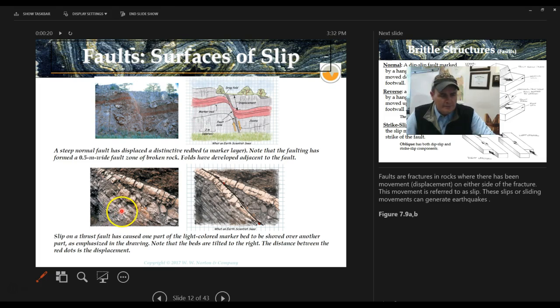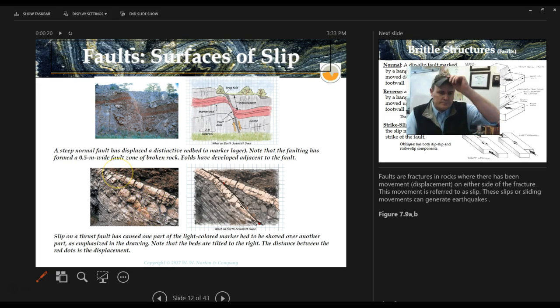Here's another example, but this one goes in the opposite direction. Instead of this block going down relative to this block, we now have this block on the right going up over the other block, and this one would be what we call a thrust or reverse fault. So where they used to be together, they've now been going over top of one another.